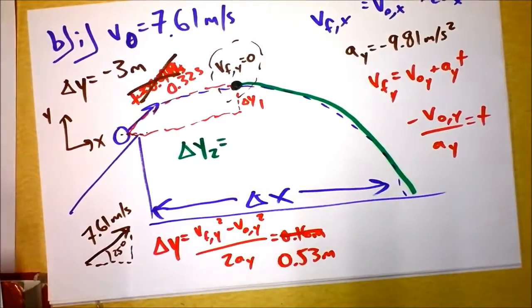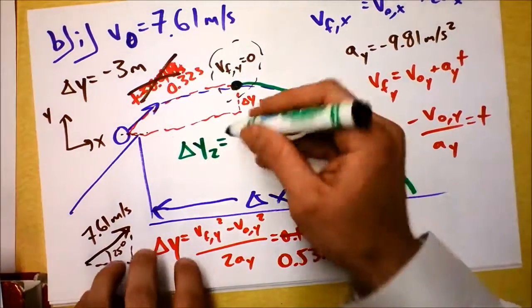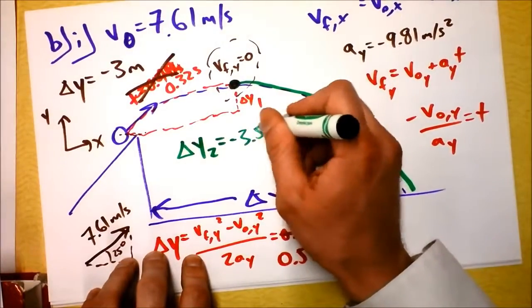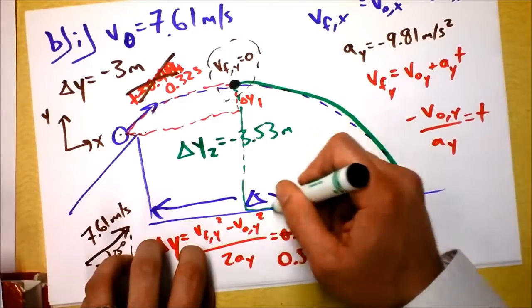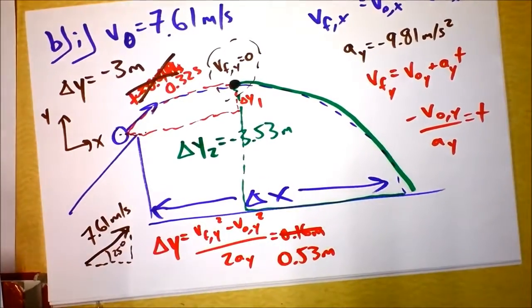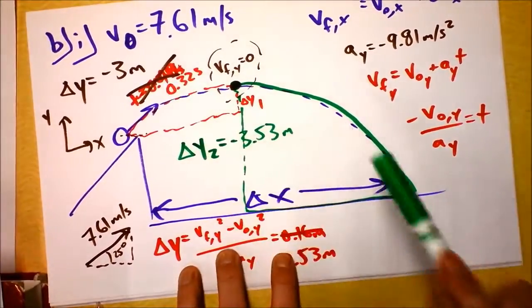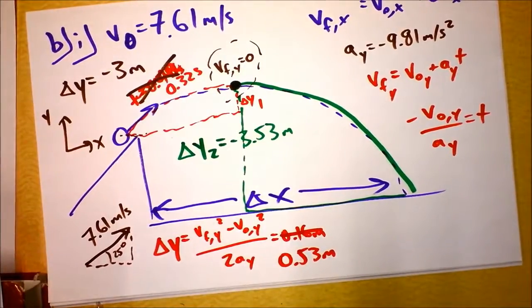What's that? Negative 3.53 meters, and now it's going down. See, that's this distance right here, negative 3.53 meters. Now, this question is, if I drop a frozen chicken from 3.53 meters above the ground, how long does it take to hit the ground? Then I will take that time and add it to that time, and pretty soon we'll be able to find out how far this ball has gone.